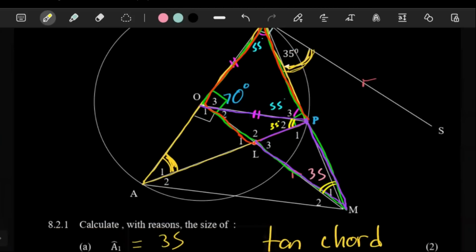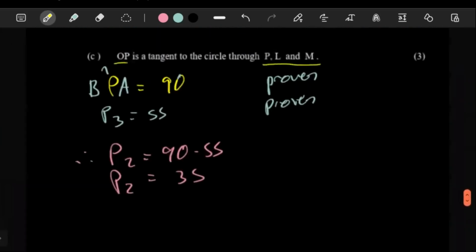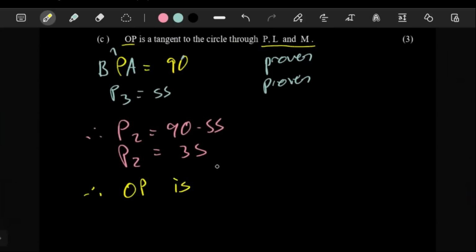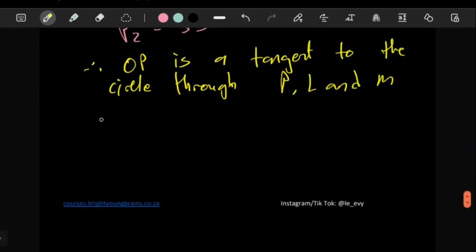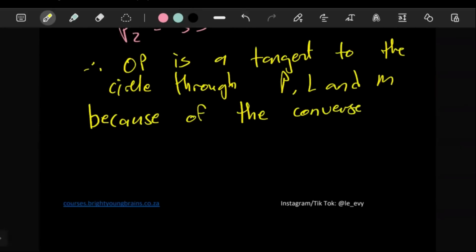So in this kind of situation, you can then just say, therefore, OP is a tangent to the circle through P, L, and M, because of the converse of the tan-chord theorem.